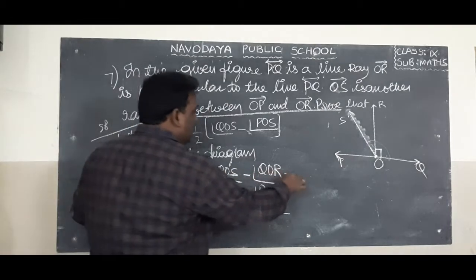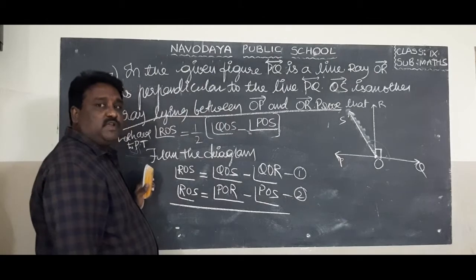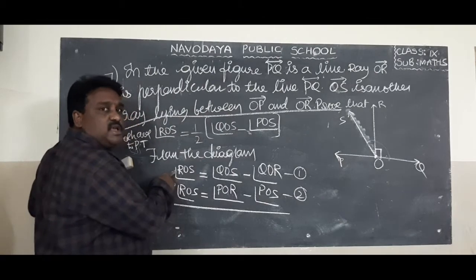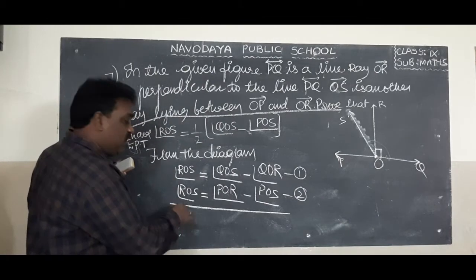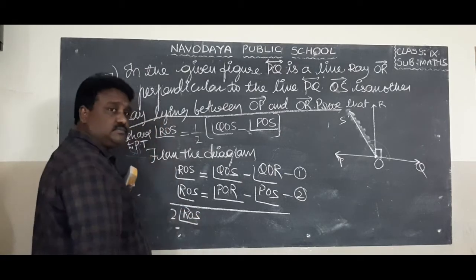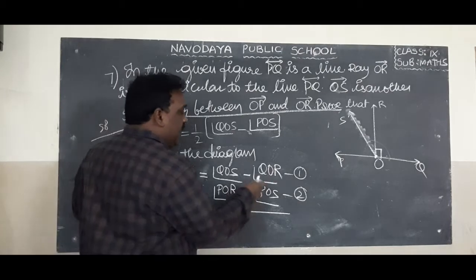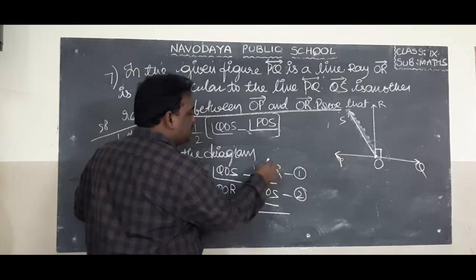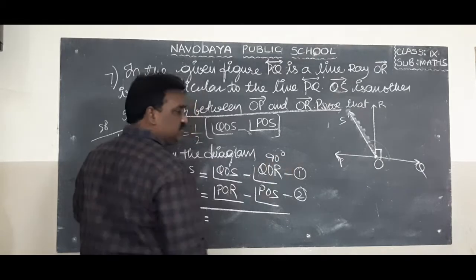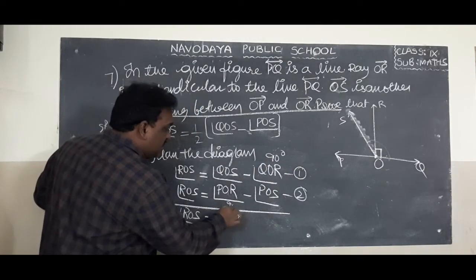This is first one. This is second one. Add both the equations. What we get? Angle ROS, angle ROS. How many times? 2 angle ROS. 2 angle ROS. See the diagram. Angle QOR how much? 90 degrees. Similarly, angle POR also 90 degrees.